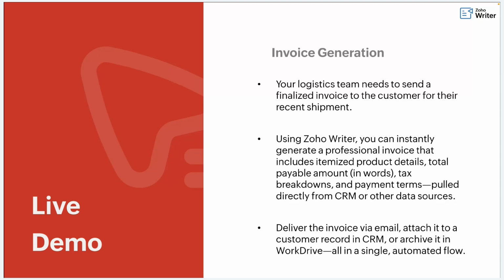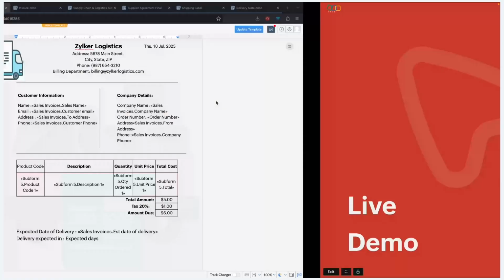Definitely, Jennifer. With Writer, you can generate a professional-looking invoice instantly. All the details like product info, total amount, and payment terms are pulled directly from your data source. So in this case, I've got CRM as my data source. Once generated, you can automatically send the invoice via email, attach it to your customer's CRM record, or archive it in WorkDrive. So this is all a part of one smooth workflow. Let me quickly walk you through a live demo for this as well.